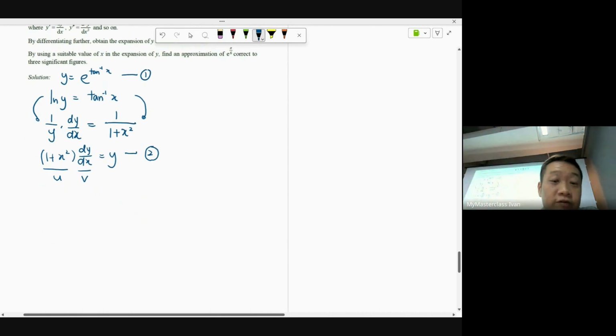You're differentiating the next time, right? Cannot flip like that. You must cross multiply. You cannot flip the things like that. You have to multiply the y over to the right side, and the 1 plus x squared to the left side. Then I have 1 plus x squared. Differentiate: d2y/dx squared plus 2x dy/dx equals to, differentiate y becomes dy/dx.